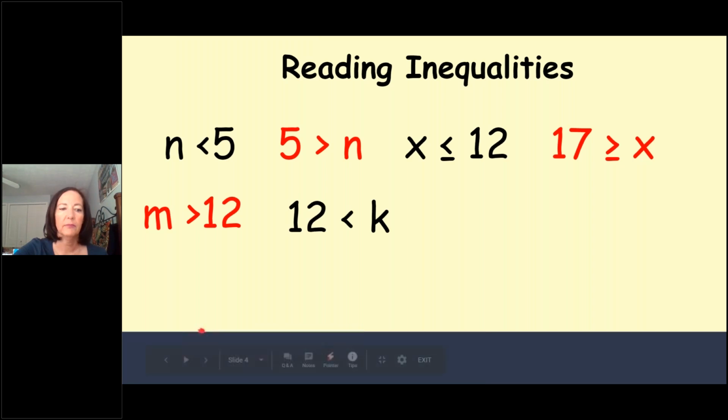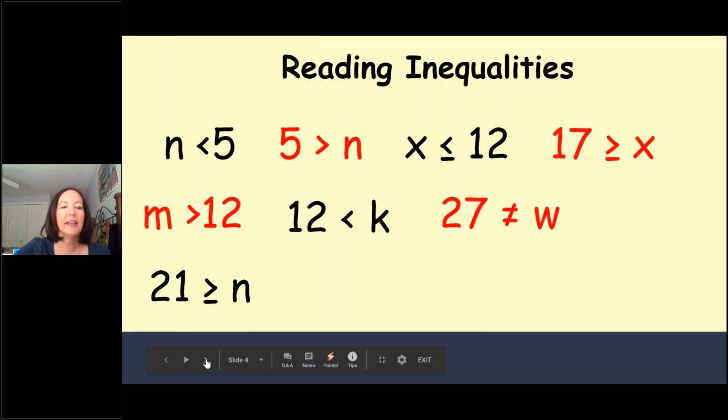12 is less than k. Good. And Danielle? We have 27 is not equal to W. It's called not equal to, because it has the equal sign with a line through it. Go ahead and read that one for me. How would we read that out loud? 27 is not equal to W.